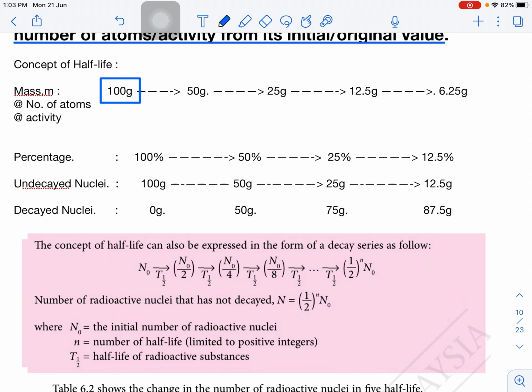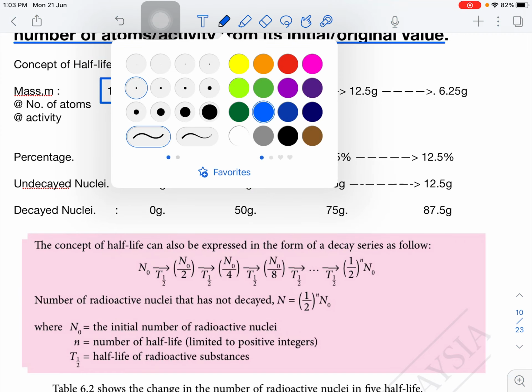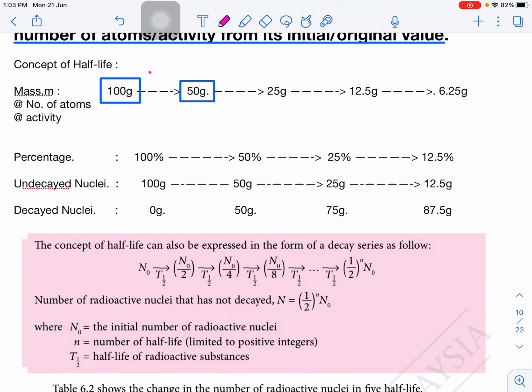Let's say we consider the mass. Initially we have 100 gram of mass. The half-life is how long it takes for the mass of the nuclei to become half. Half of 100 gram is 50 gram. So how long does it take from 100 gram to become 50 gram? The time taken is known as half-life.